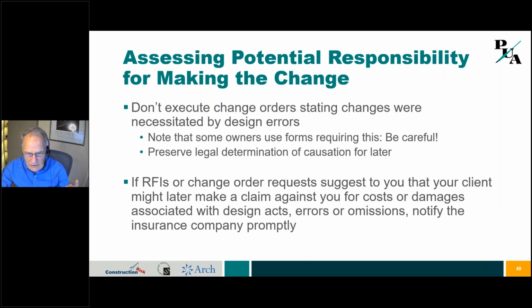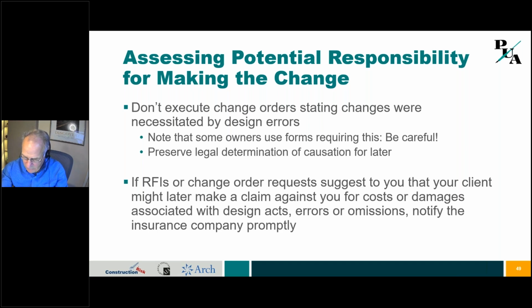And this one is, don't execute change orders stating changes were necessitated by design errors. What I'm finding on some projects is that owners are using these forms. They must have some outside vendor form that has been created. It says, well, why are we granting this change order? Because it was an owner change, a contractor change, or a design error. And I don't like that design error box. So I've advised designers when they see that, be careful. Do not agree to that.